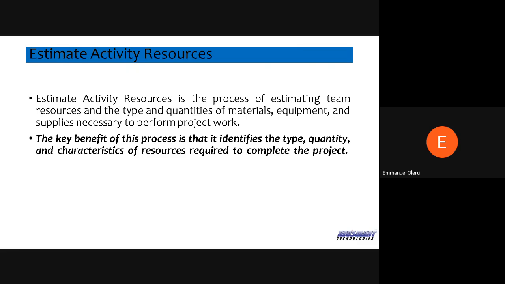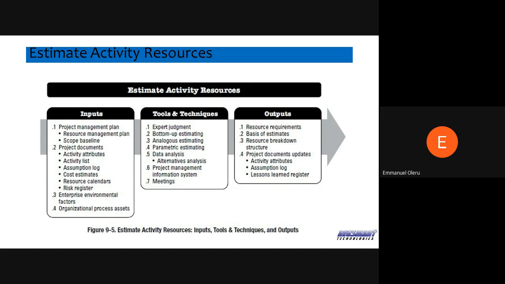Now let's go to the second one, which is estimation. So we've planned it. How do you estimate activity resources? Estimate activity resources is the process of estimating team resources and the type and quantities of materials, equipment, and supplies necessary to perform project work. Right. So again, it has its inputs, tools, and outputs.